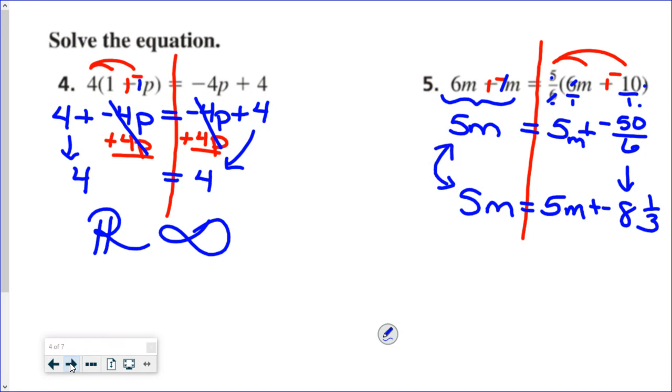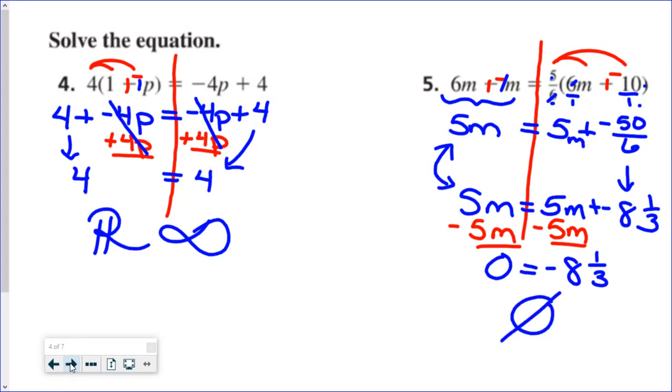Okay, use your resources. Now I'm going to get rid of my M's because I have M's on both sides. Now this is weird because what is 5M plus 5M? It's 0 M's, right? But if I have 0 M's of something, I don't have anything, that's 0. And that equals negative 8 and 1/3, or negative 50 over 6. Do those two numbers equal? No, in fact, they do not equal. So that makes no sense. So no sense means no solution.